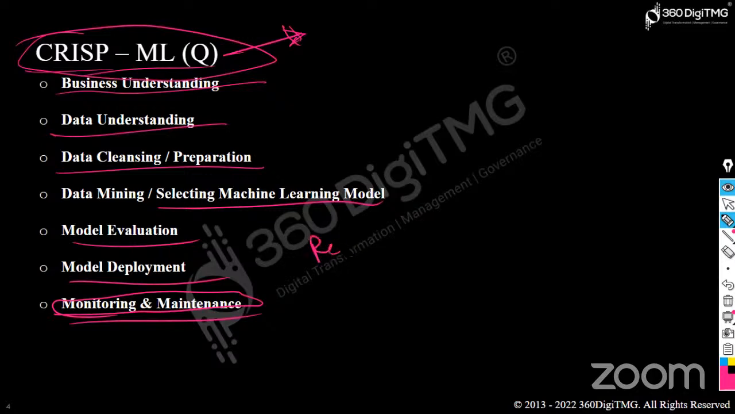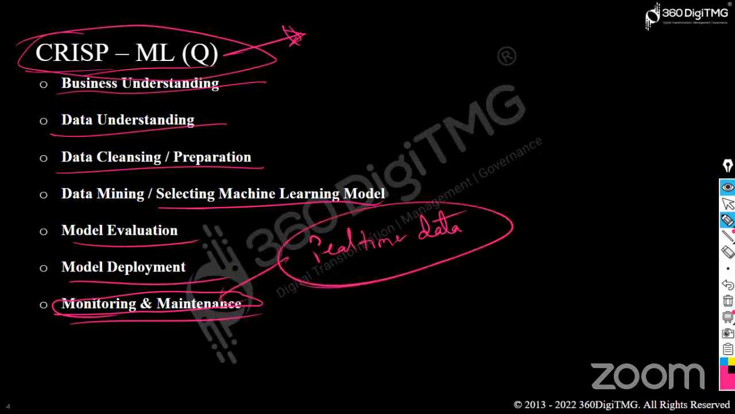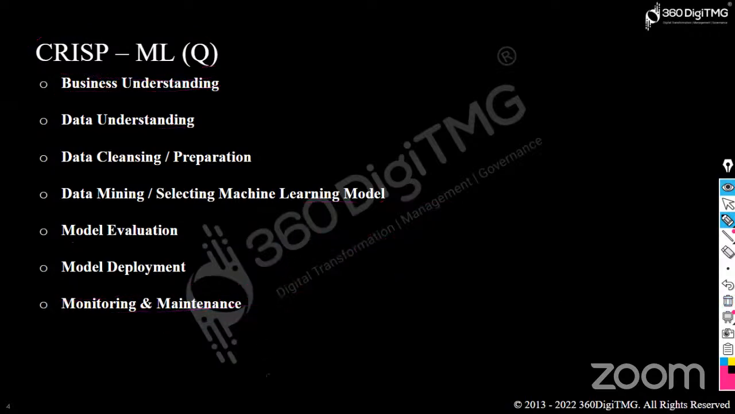Because we do have real-time data, hence we need to take care about monitoring the data, monitoring the model that we have developed.